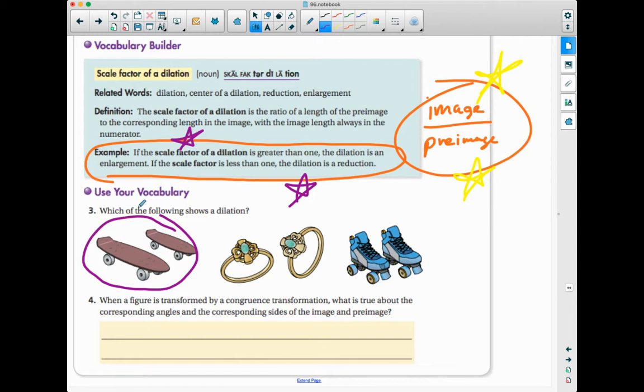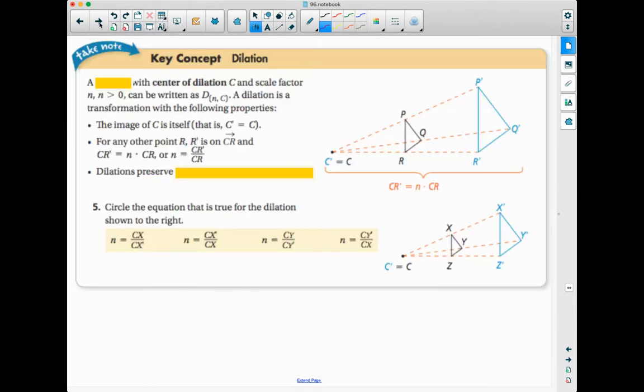When a figure is transformed by a congruence transformation, what is true about the corresponding angles and the corresponding sides of the image and the pre-image? They're congruent, right? They are congruent to each other. The corresponding sides and the corresponding angles are congruent. Well, that's going to be different in similar figures.